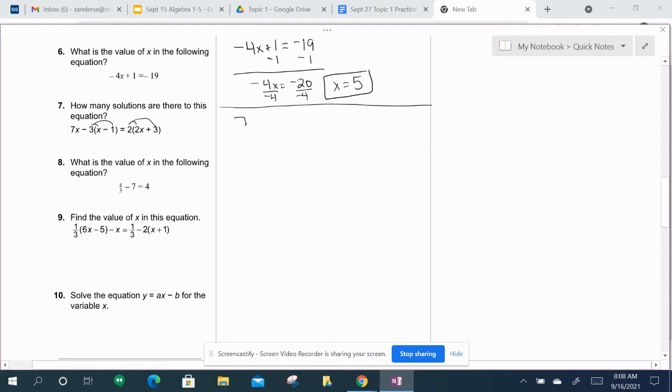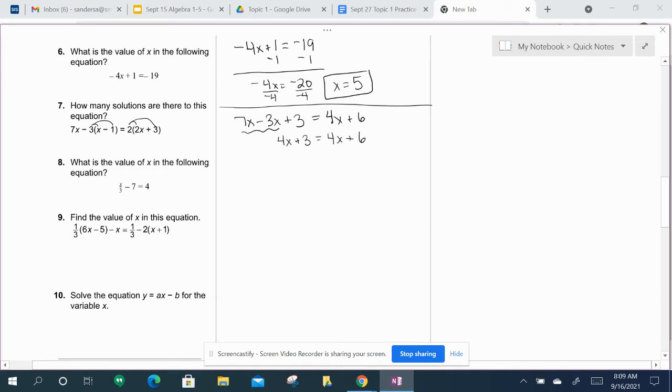So I end up with 7x minus 3x plus 3. Remember that negative 3 times the negative 1 becomes a positive 3. On the other side, I end up with 2 times 2x, which is 4x, and 2 times 3, which is 6. All right, I'm going to do a little simplifying because I see multiple x's on the same side, and same side means just combine. So 7x minus 3x becomes 4x plus 3 is equal to 4x plus 6.